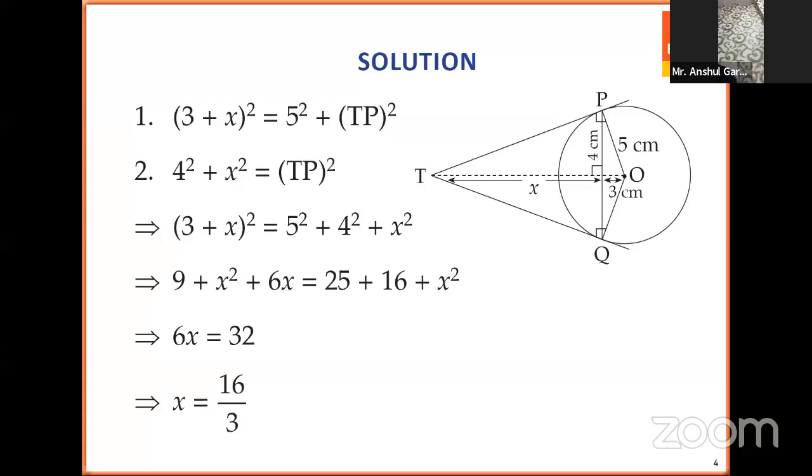Yeah, so I think we have the solution on screen and I will show here also. So this is the solution.